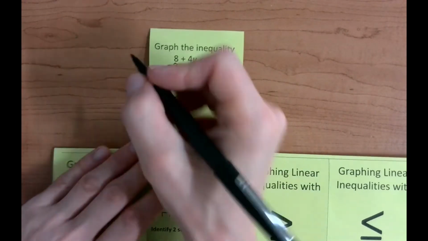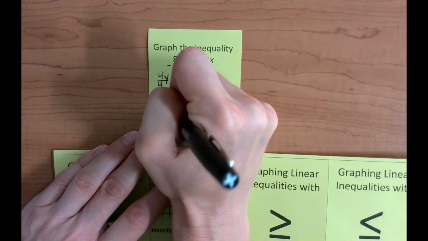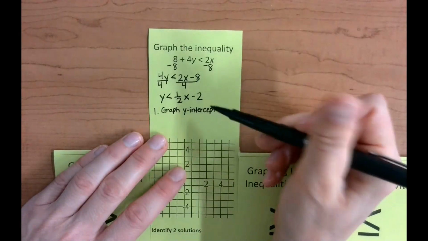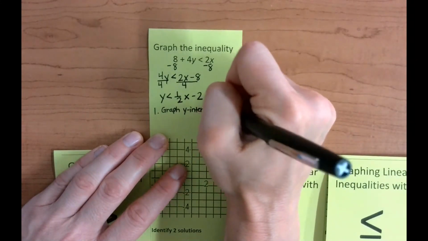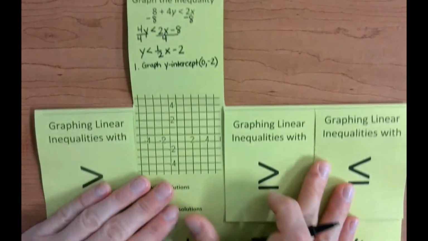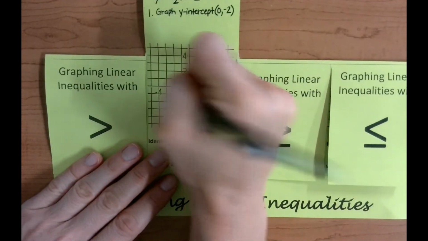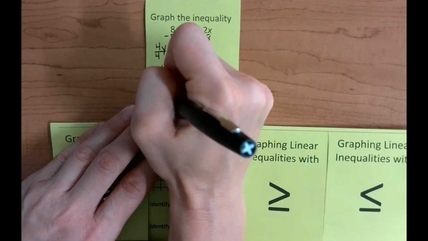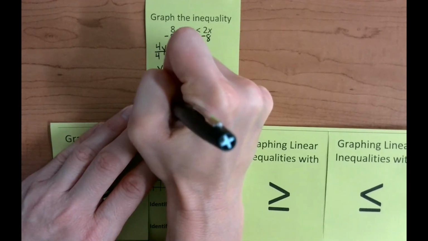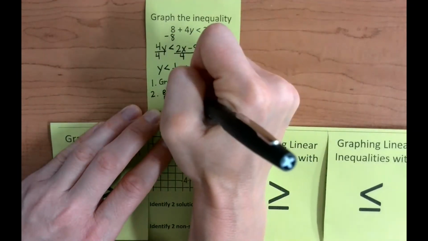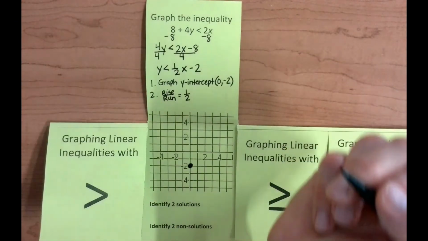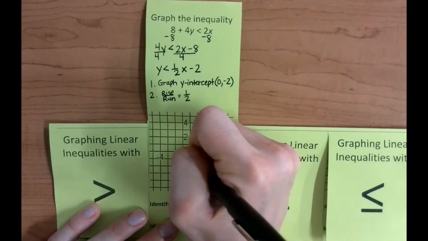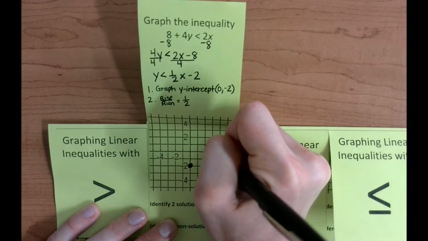Again, same steps. First, graph the y-intercept, which is your b value, your constant, so that would be at (0, -2). So I'm going to go down here to (0, -2). Then we have our slope. Rise over run equals 1/2. So from my y-intercept, I'm going up 1, right 2, up 1, right 2.